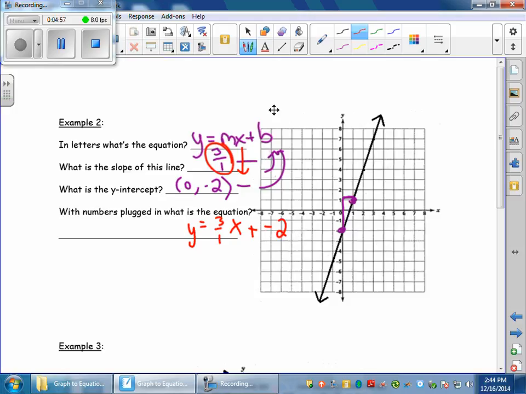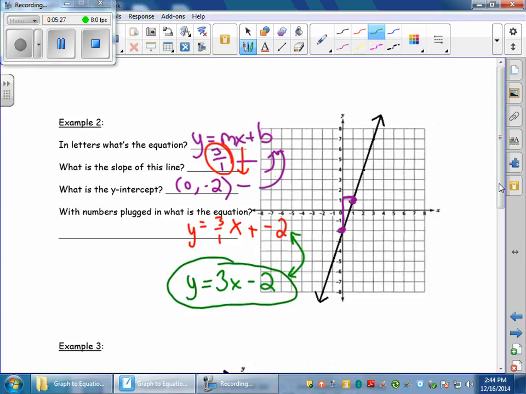Now, if you did this on a show your work part of the state test, this would give you full credit. But if it's a multiple choice part, this would not be an option. What they want to do is they always want to write as little as possible. So instead of writing this, they're going to write y is equal to, instead of 3 over 1, just 3x. And instead of plus negative 2, they're going to write minus 2. Both of these are okay for my quizzes or tests. Just know for a multiple choice, this is going to be what the option is.